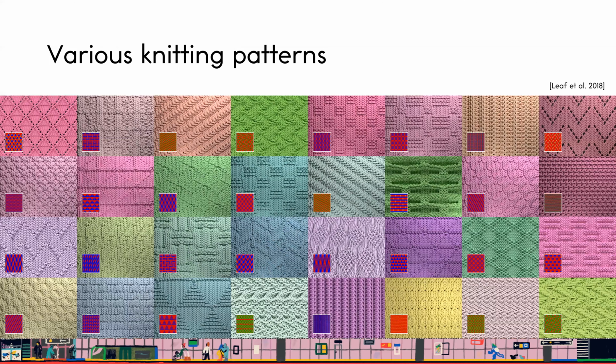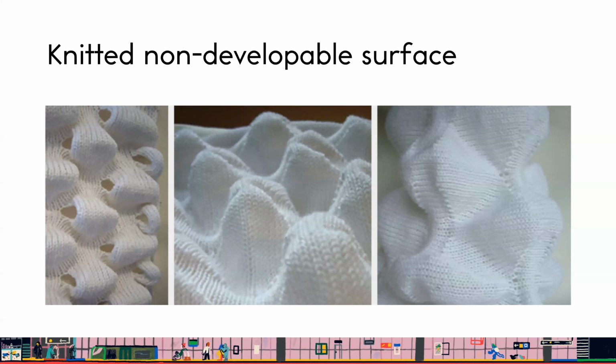With those four basic knit operations and racking, we can knit various knitting patterns shown here. More importantly, we can use shaping techniques such as increase, decrease, and short rows. Knitting machines can produce non-developable surfaces directly, which is a clear advantage over traditional cut-and-sew methods.